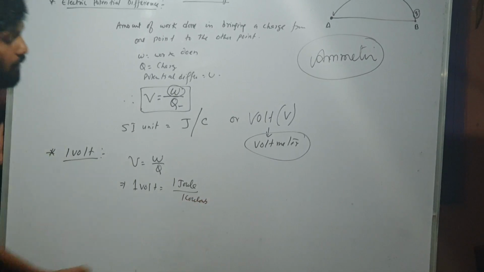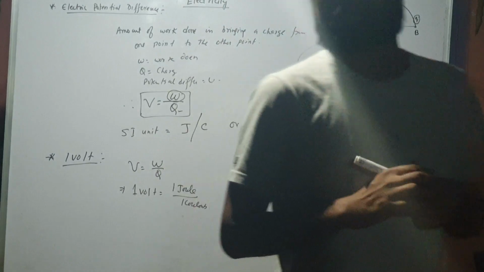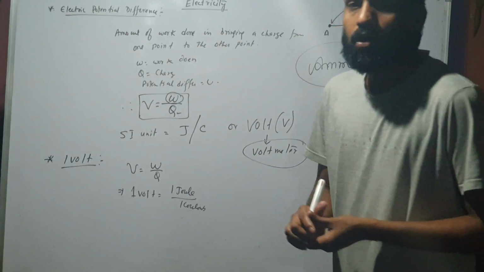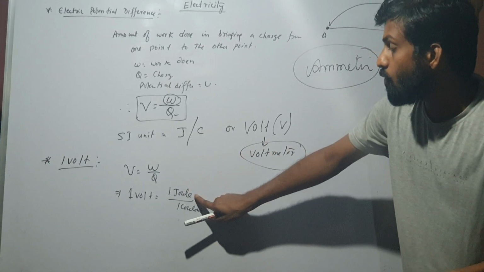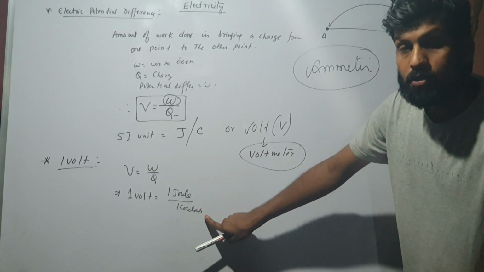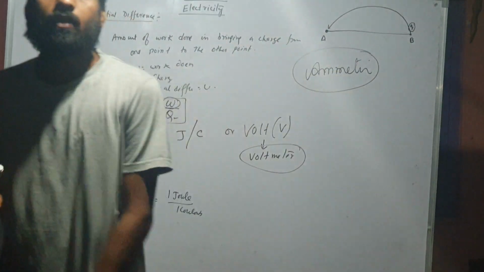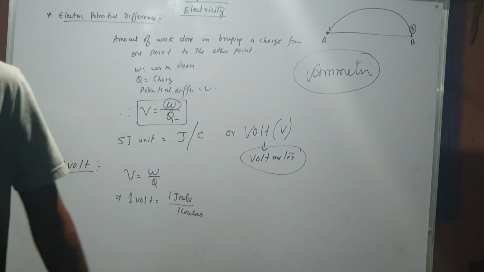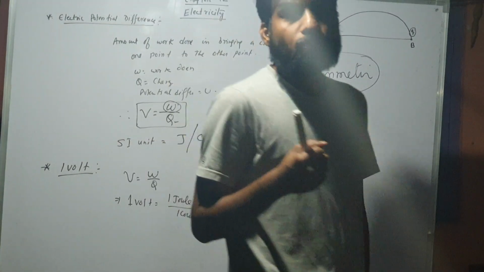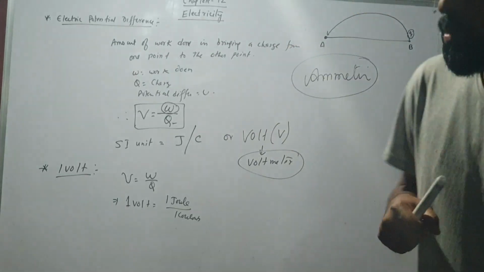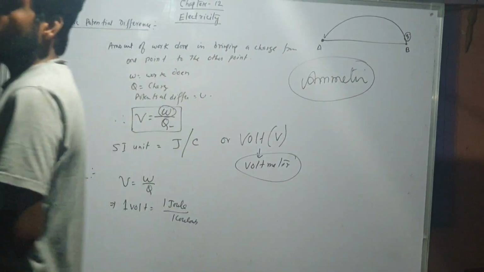1 coulomb. That means the electric potential difference between the two ends of a conductor is said to be 1 volt if how many joules of work need to be done? If 1 joule of work is done to bring 1 coulomb of charge from one point to the other point, then the electric potential difference between the two ends of the conductor will be said to be 1 volt.